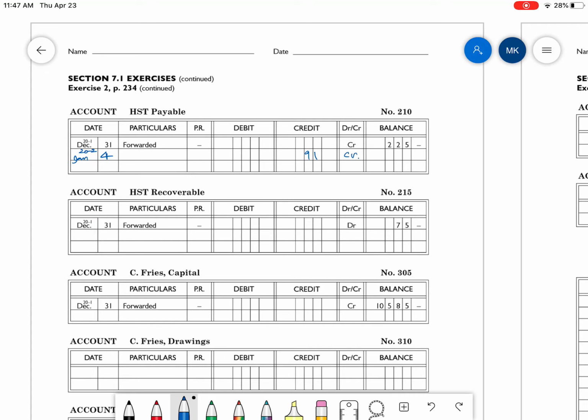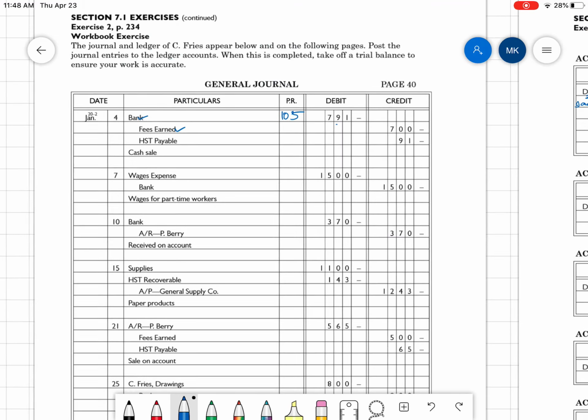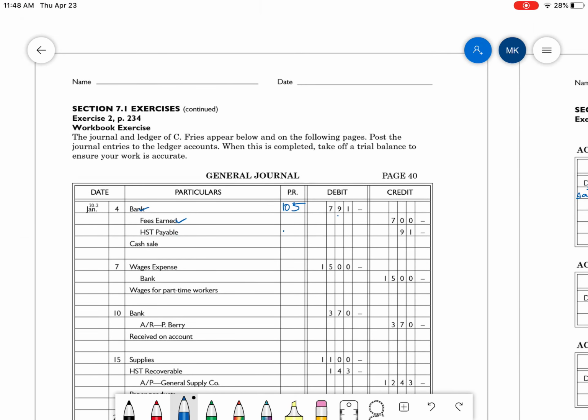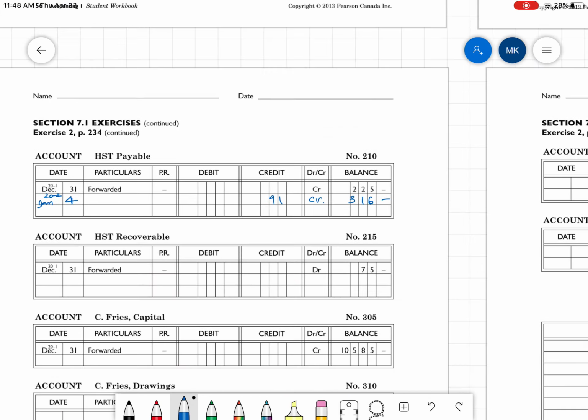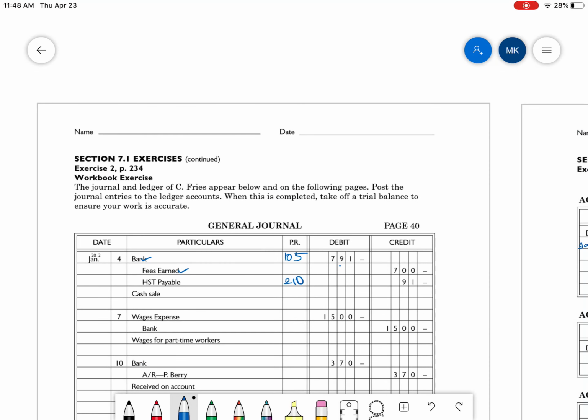So 225 plus 91 is 316, and this is number 210. So we'll write here HST payable 210. Sorry, I forgot to write in fees earned. So what is the account number for fees earned? That's 405. So we'll write 405 here.